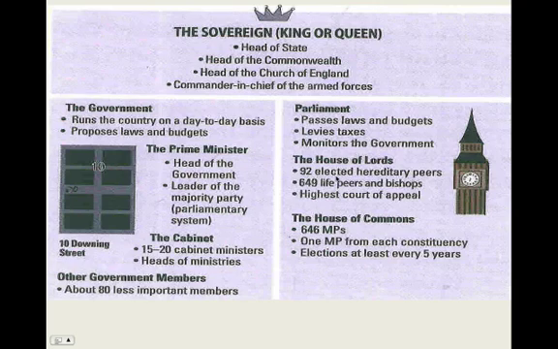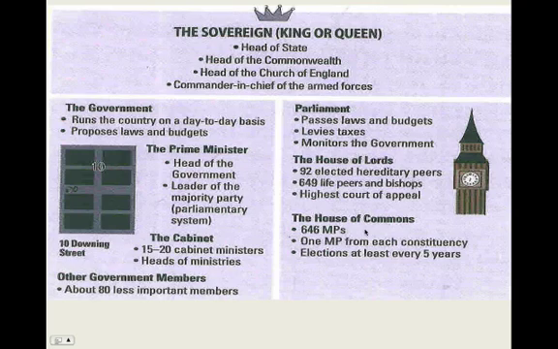And in the House of Lords you have 92 elected hereditary peers, 649 life peers and bishops. This is the highest court of appeal. Now, I just have to mention though that there is a change here at the moment. I don't know what the result will be, but they're working on changing the system a bit.